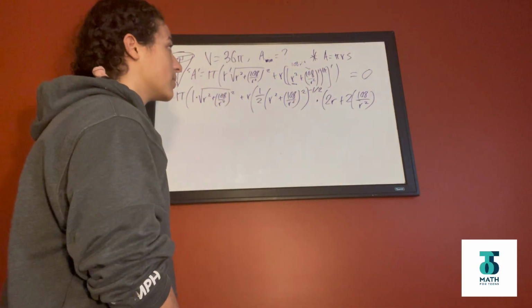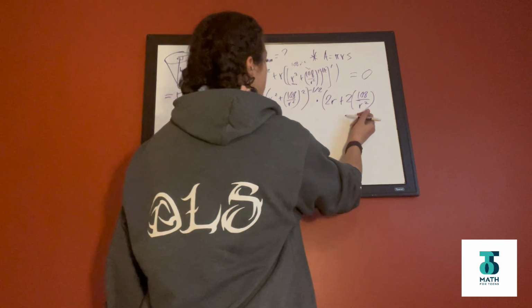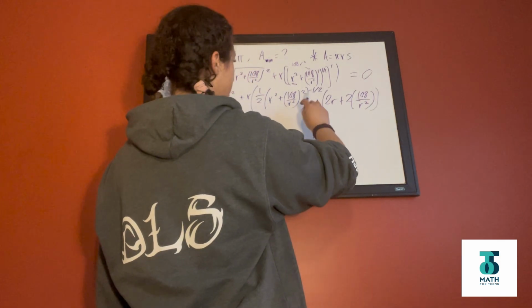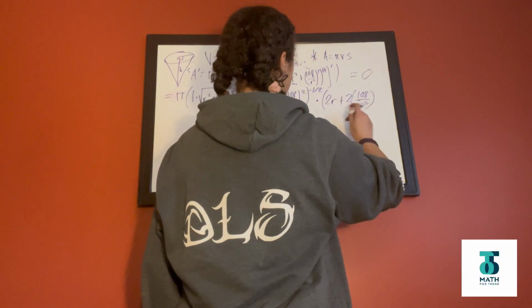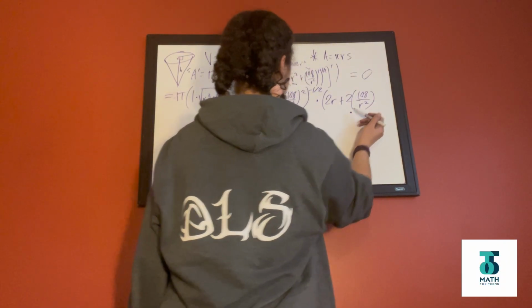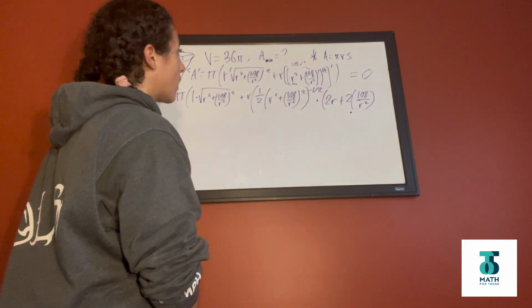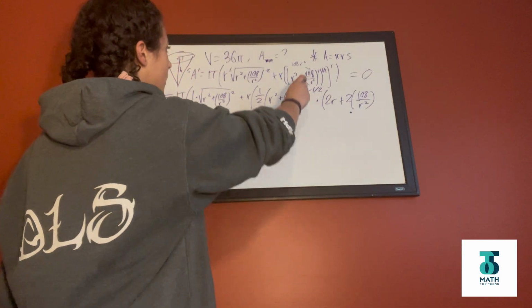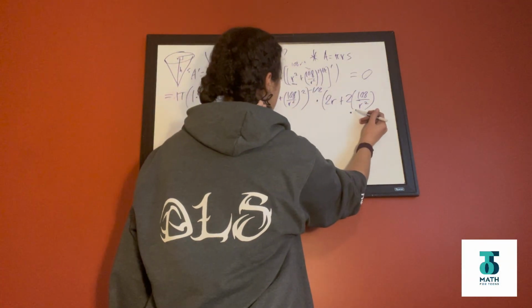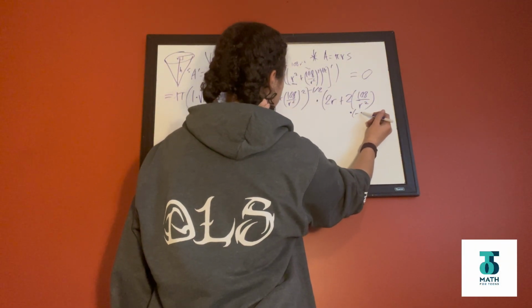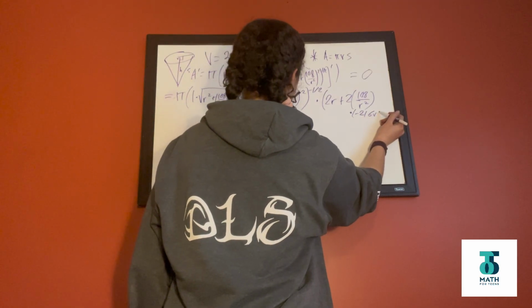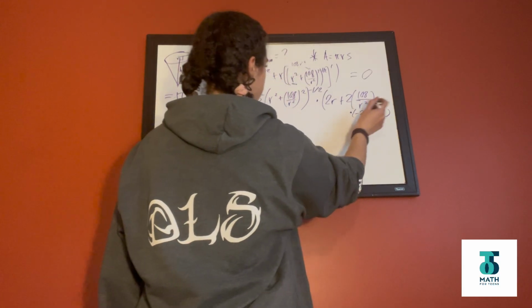So if I want to differentiate that, we'll drop down our minus 2 times 108, which gives minus 216 r to the minus 3. Okay.